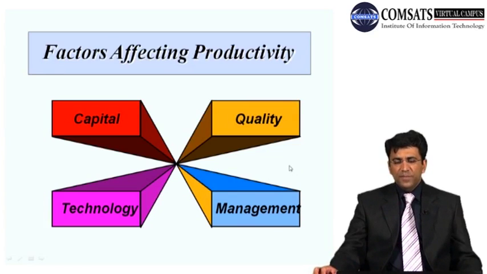So if we consider all of these 4 factors, we can say that capital, technology and management are related to the input part of the productivity, and quality, that is the quality of the output, is related to the output part of the productivity. So whenever an organization is interested to increase the productivity in the organizational setting, he or she should give due importance to all of these factors.